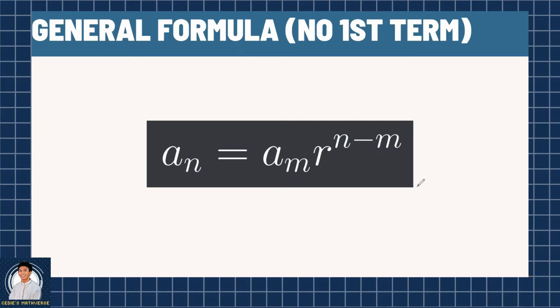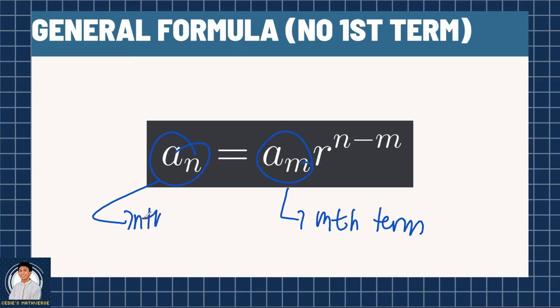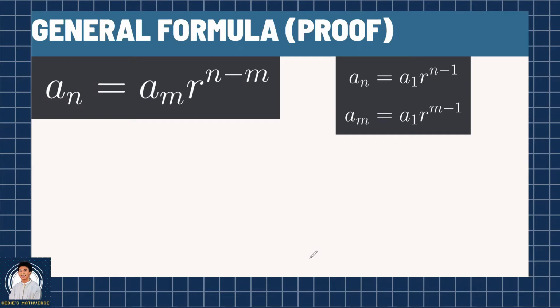However, this formula changes once there is no first term given. Given a sub m, which is the mth term of the sequence, and a sub n being the nth term of the sequence, we have this formula. a sub n is equal to a sub m multiplied by r raised to the quantity n minus m. Now, we will prove that this formula is indeed the case if a sub 1 is not given.